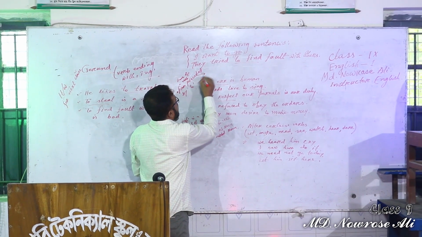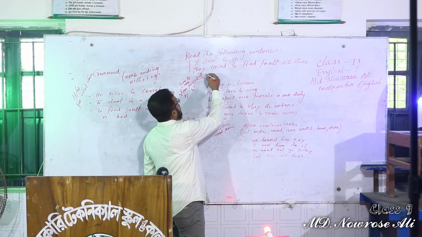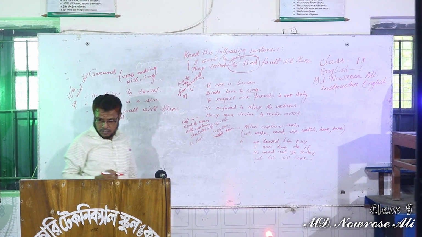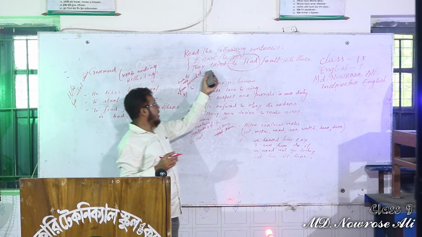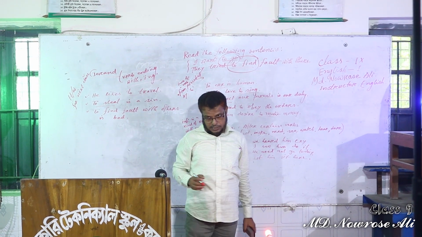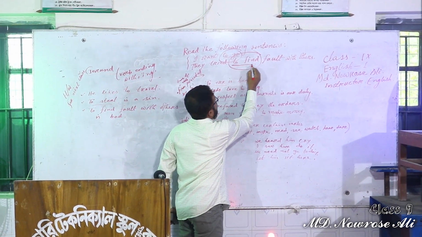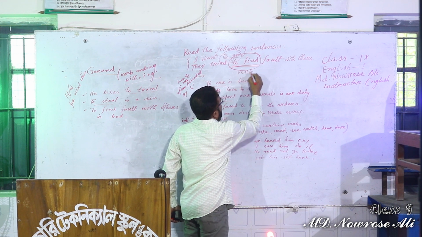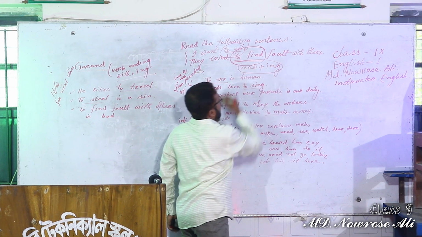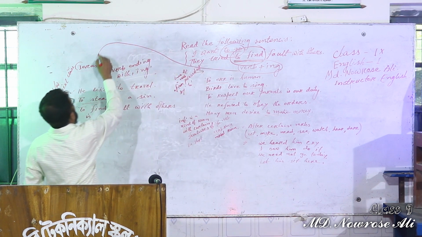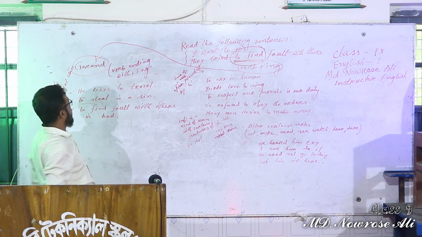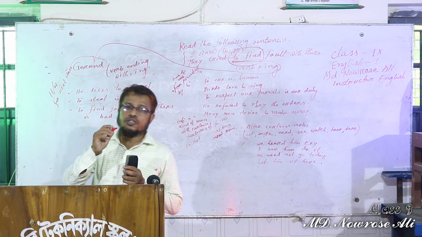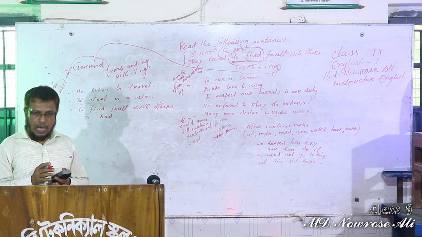I will give you some information. You can replace these infinitives by another verb form, that is, they tried finding fault with others. You can replace a verb with to by a verb ending in ing. That is another grammatical term, that is gerund. A gerund is also a noun form, verb noun or verbal noun.